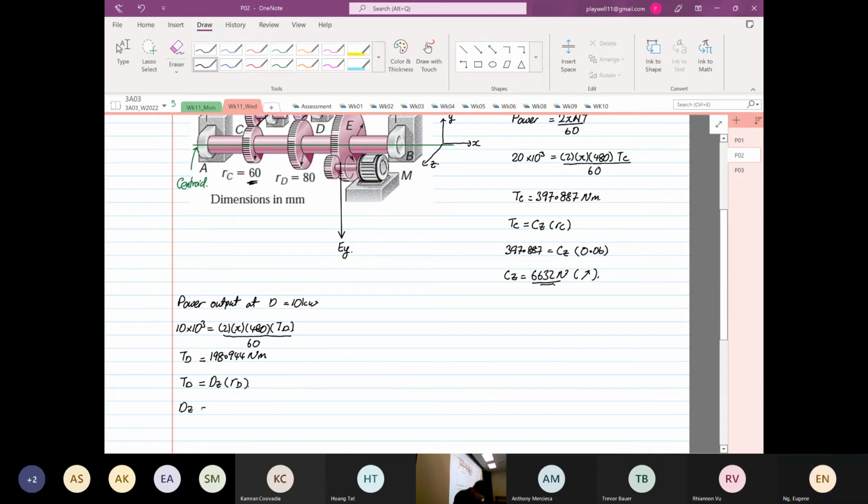So DZ will be equal to 198.944 divided by 0.08, which is equal to 2487. I will underline the torques. I will also underline the forces. And then finally, the last one, I'm going to divide this page so it looks less confusing for you all.